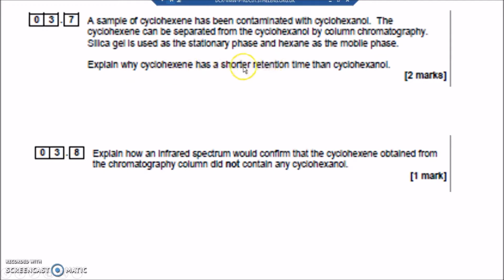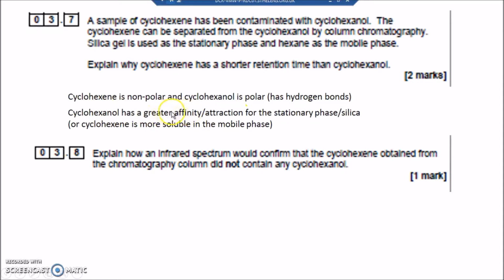Explain why cyclohexene has a shorter retention time. A shorter retention time means it's going to run through the column more quickly than cyclohexanol. It's because cyclohexanol has got an oxygen to hydrogen, a very, very polar bond. So the polar bond is going to adhere or be retained on the silica gel. So cyclohexene is non-polar, cyclohexanol is polar. It's going to have hydrogen bonds, so the cyclohexanol has, you could say, greater affinity, attraction, retention to the stationary phase. It's basically going to stick to the stationary phase and not move as far or as quickly as the cyclohexene, which is non-polar.